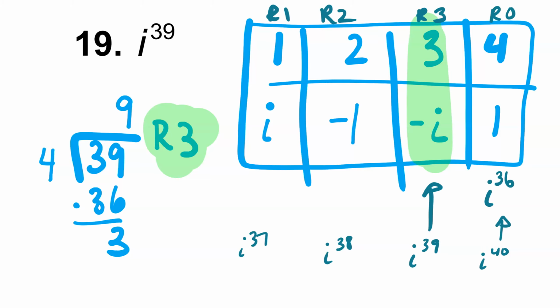So you have i to the first, i to the second, i to the third, i to the fourth, i to the fifth, i to the sixth, to the seventh, to the eighth, to the ninth, to the 10th, to the 11th, to the 12th. i to the 60th, i to the 64th, i to the 68th. Anything divisible by 4 works that way.